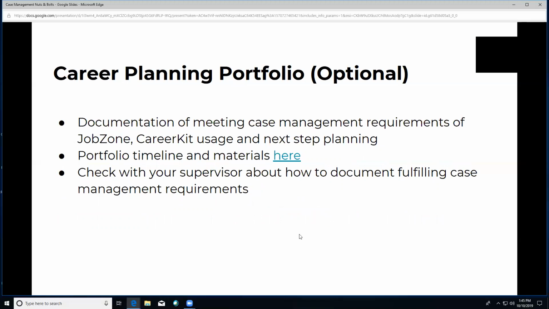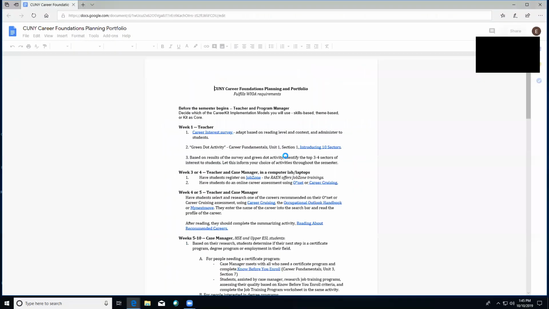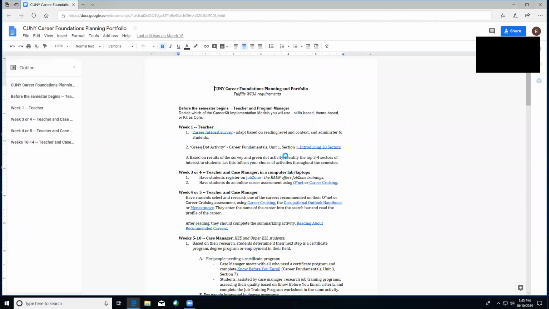So one of the ways that you can show that you're fulfilling all of these requirements is through a career planning portfolio. If students do the portfolio, it documents that you fulfilled all of these WIOA requirements. So I'm going to go through the portfolio here. You should check it out and see what you think, and discuss it with your manager to decide if this is something that you want to do. All of these activities can be adapted. So if you see an activity and you think, well, I kind of like it, but it seems too hard for my students, you should feel free to adapt it.